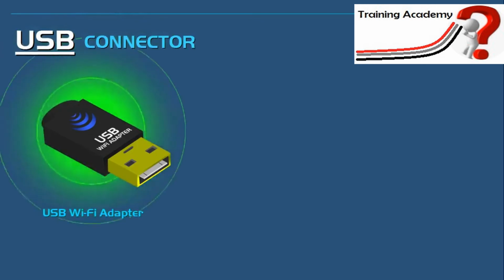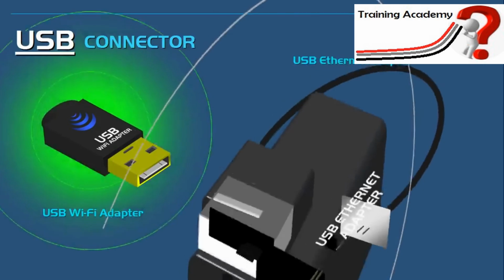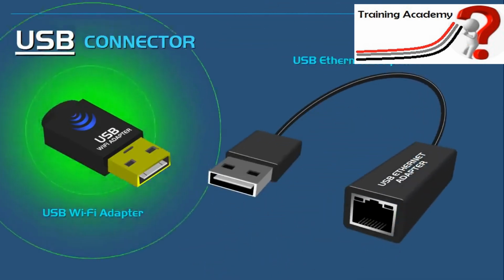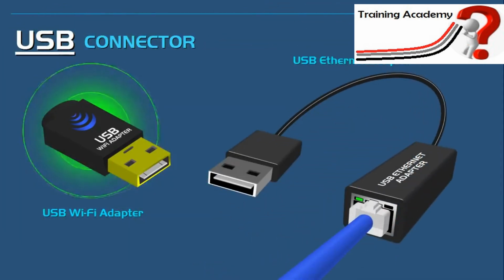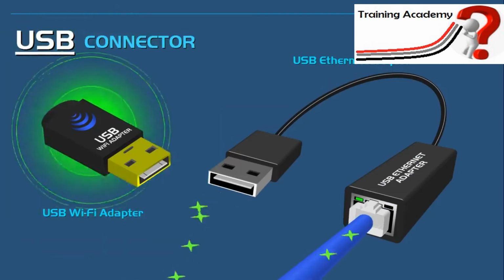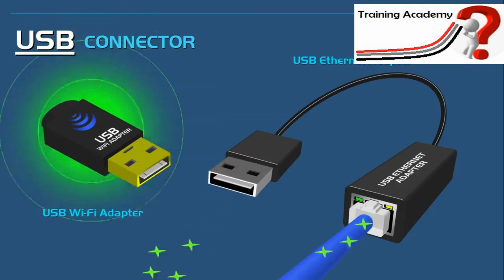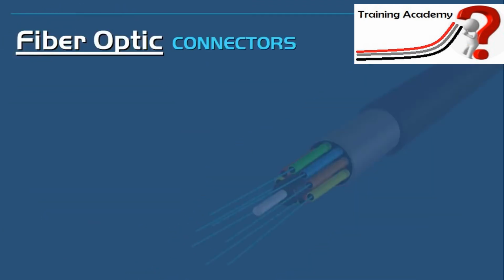A common use for the USB is to be placed on a wireless adapter. This allows you to connect to the network without having any cables. Or you can use an adapter so that you can connect directly to the Ethernet using the USB Ethernet adapter. This will allow you to connect to an Ethernet based network.